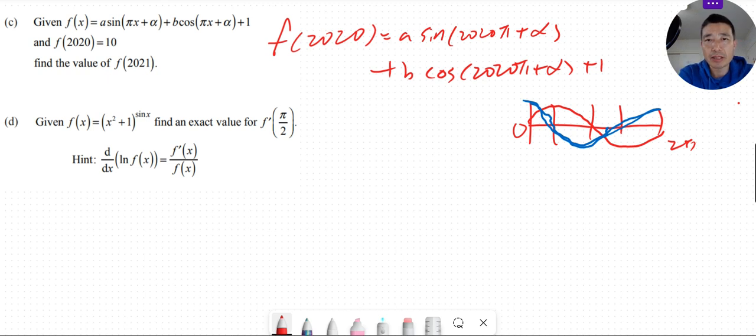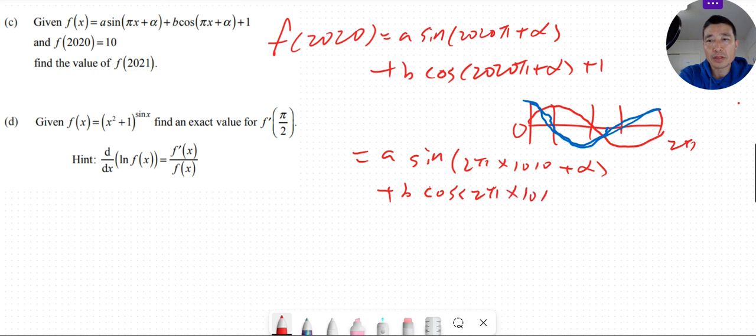So if I rewrite this, I can say a sine 2 pi times 1010, isn't it? Plus alpha plus b cosine 2 pi times 1010 plus alpha plus 1. So what that means is this sine curve repeats 1010 times and then it stops at the alpha. We don't care where alpha is, but somewhere, right? And cosine as well.